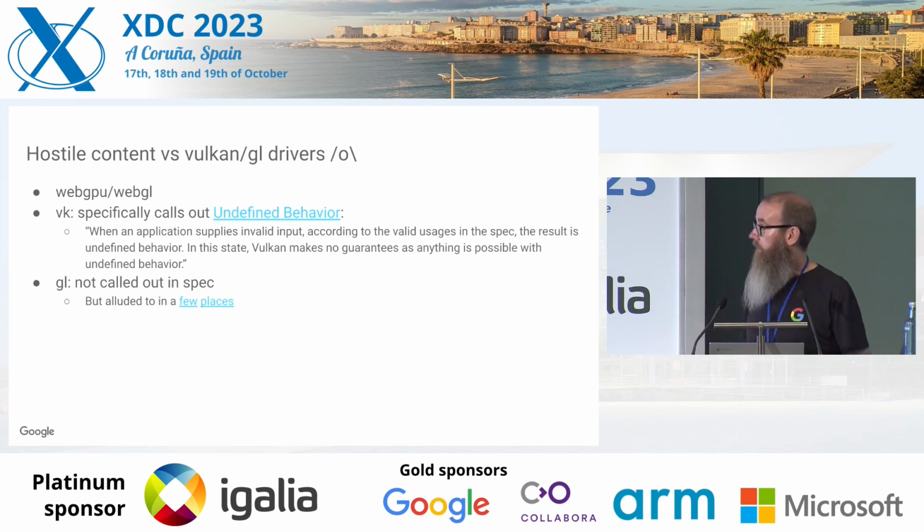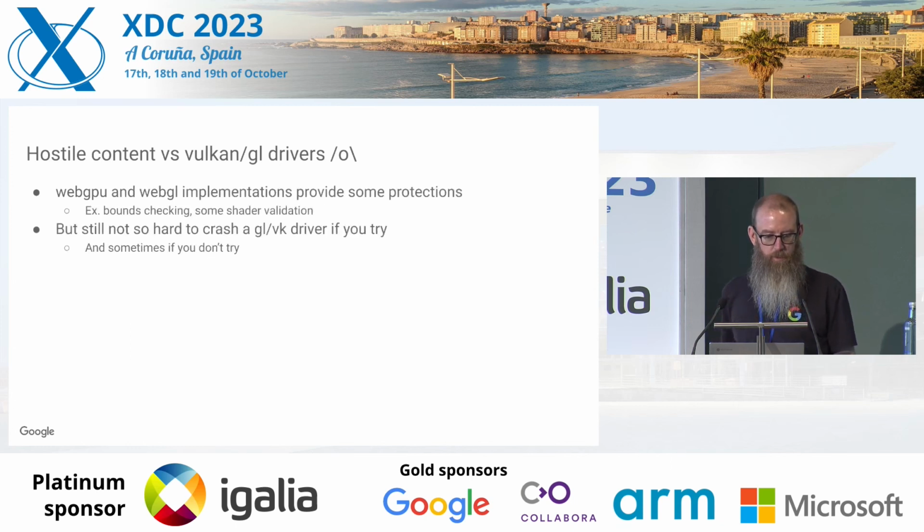So like I said, this is basically about what happens when you consider hostile content versus WebGL and WebGPU. And Vulkan specifically calls out undefined behavior. It specifically defines valid usages and says anything that's not a valid usage is undefined. GL doesn't really specifically call this out, but you can still crash a GL driver. Both WebGL and WebGPU layer atop the user mode driver and do implement some basic protections, bounds checking. They attempt to do some shader validation, things like that.